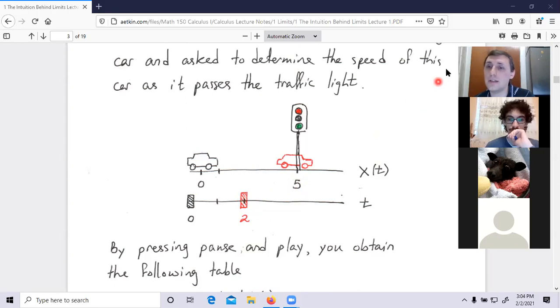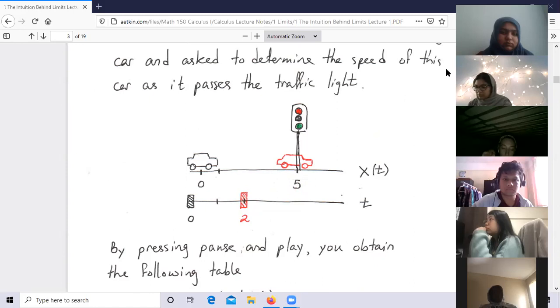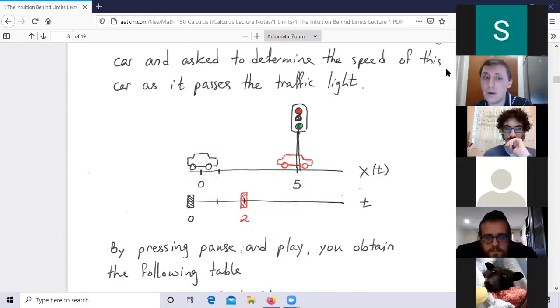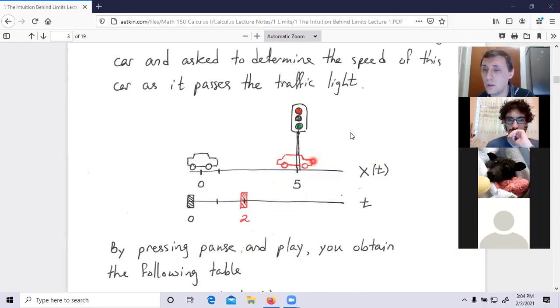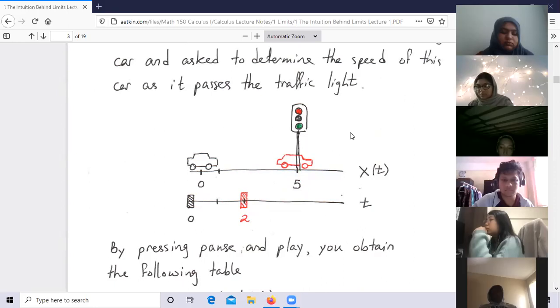Now let me ask a very simple, or maybe not as simple at all, question about speed. Now you play the video, right? I play a video and at 2 I press pause. I pause the video at 2, and the car is here. Do you understand what I'm saying, guys? When I pause the video, does the car have velocity? Is it moving in some sense? And what indicates it?